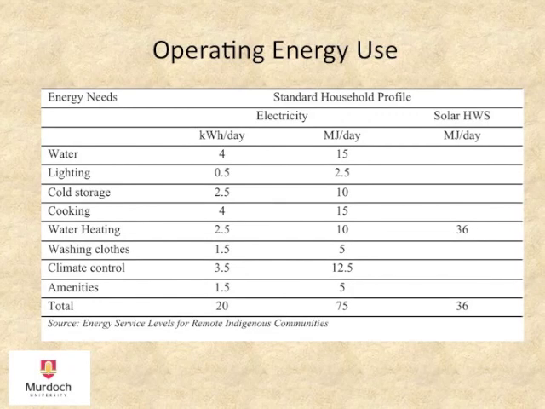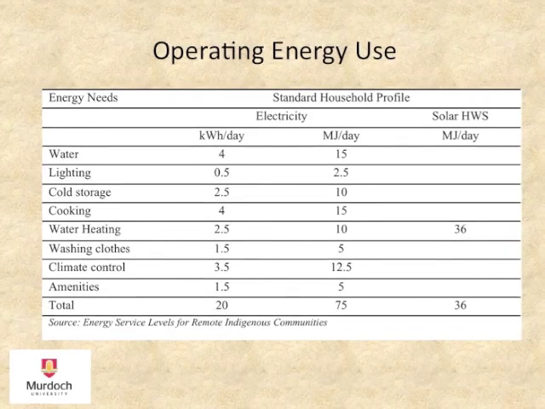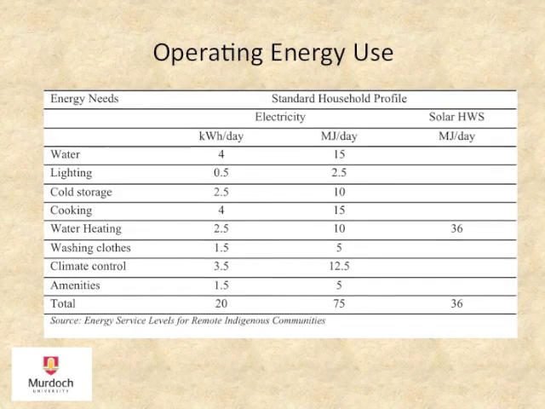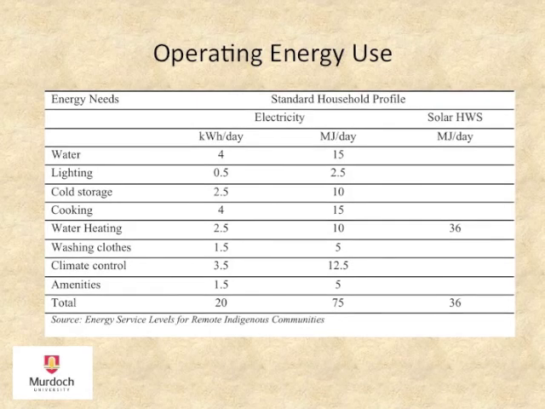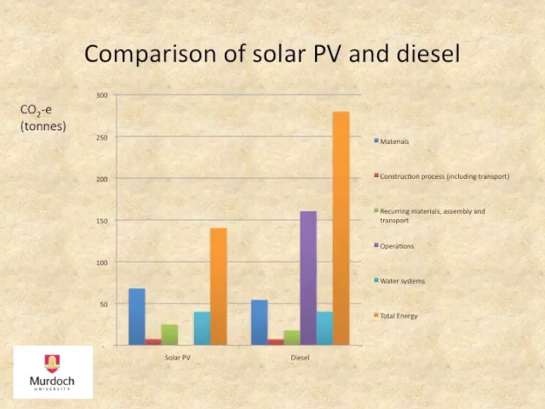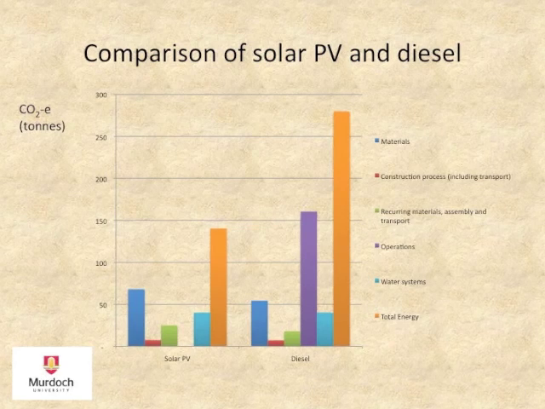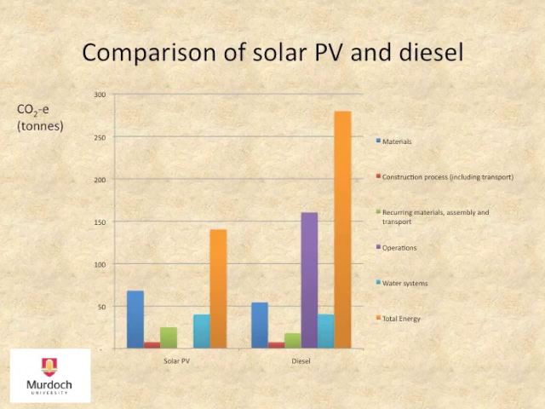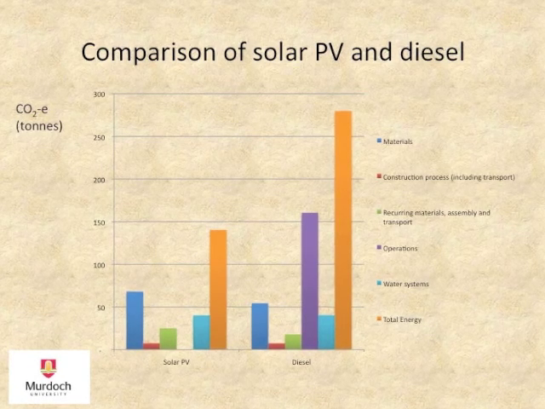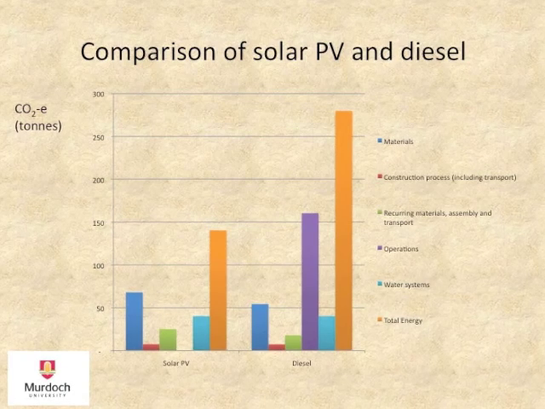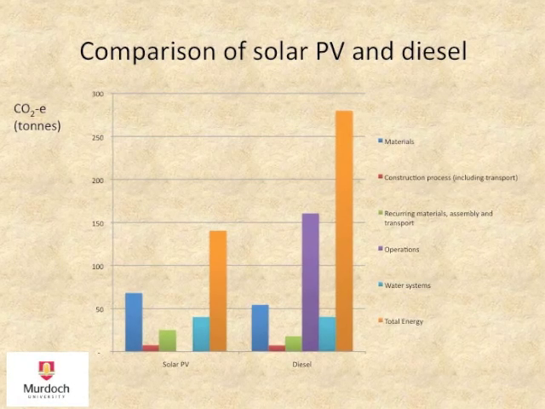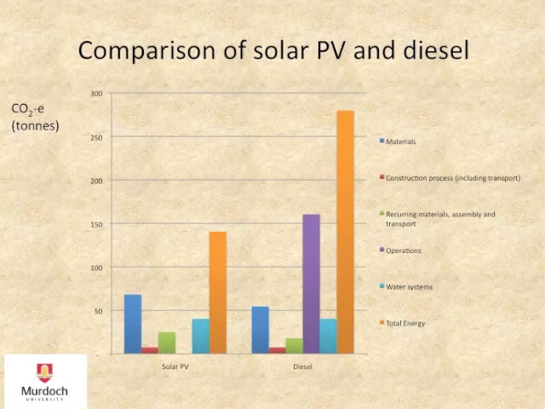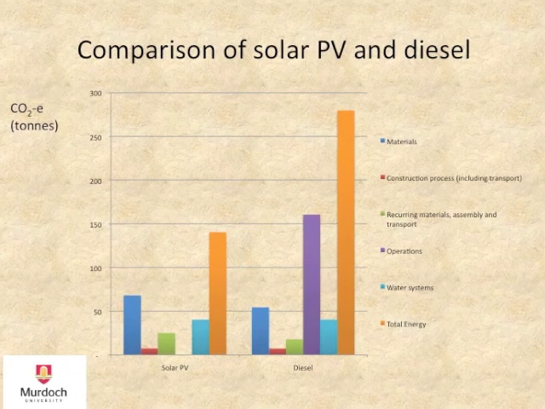The study by Beale indicated a mid-range operating energy use of approximately 20 kilowatt hours or 75 megajoules per day. This excluded hot water heating, which required a further 36 megajoules per day. Results from the e-Tool modelling show a significant saving of approximately 140 tonnes of carbon emissions over the lifespan of the building with a solar PV system installed. While the material requirements for the PV system are higher, the operational savings of carbon emissions are significant. This analysis excludes the transport related to delivering diesel to site, which would further increase the emission savings of a solar system.